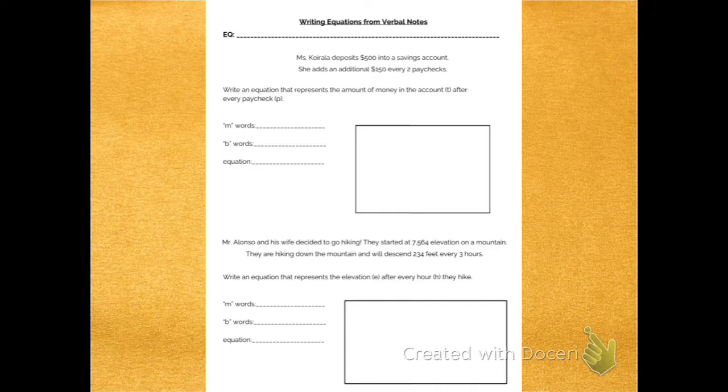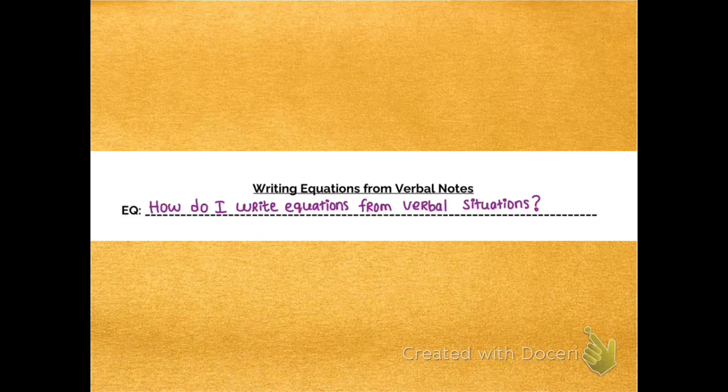Alright, so it is over writing equations from verbal situations. So verbal situations will be given and we will be writing an equation to represent it. Okay, so here's your essential question. Same thing, how do I write equations from verbal situations? Go ahead and write that down and you click continue when you are done.